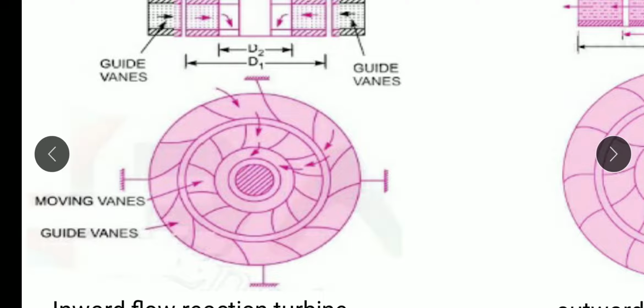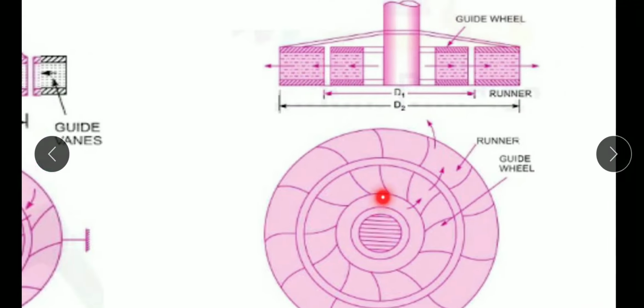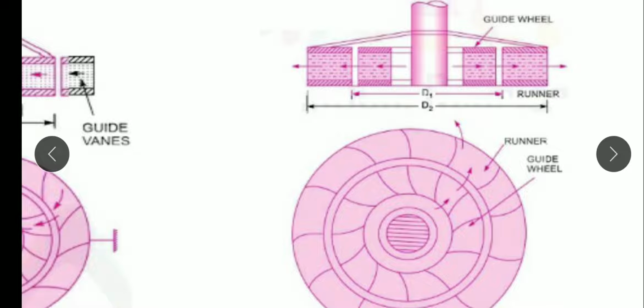Here the second diagram represents the outward flow reaction turbine. These are the guide vanes, guide wheels, and this is the runner. Water from the shaft center goes to the guide vanes, then it goes to the runner. So water is coming from inside to outside, so this comes under the outward flow reaction turbine.